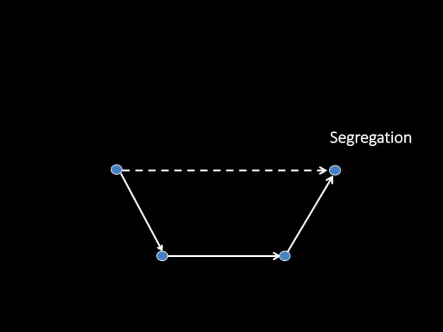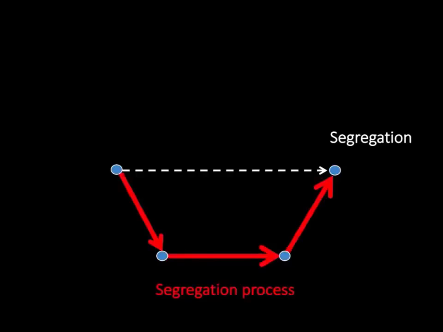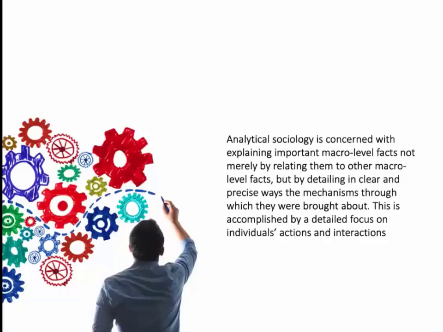Think about this picture here again. We have segregation. This is our lovely Coleman boat. Segregation is the macro-level phenomenon that we want to explain at the end of the day. This is the segregation process, and it's what brings about that pattern. In analytical sociology, you'll be concerned with exactly these kinds of processes: explaining important macro-level facts by detailing in clear and precise ways the mechanisms.